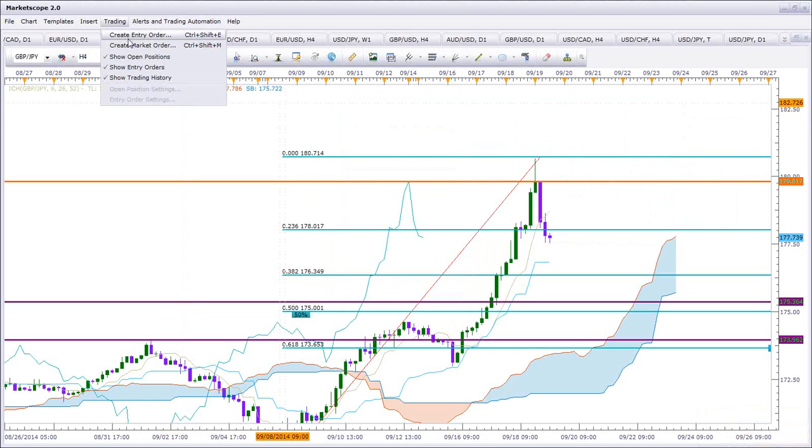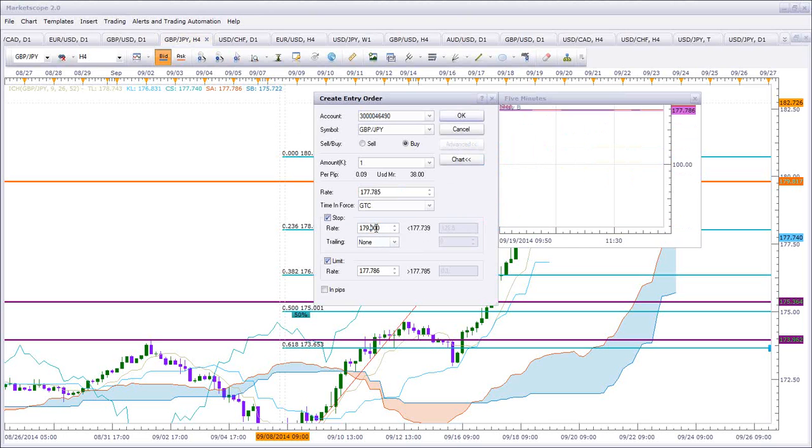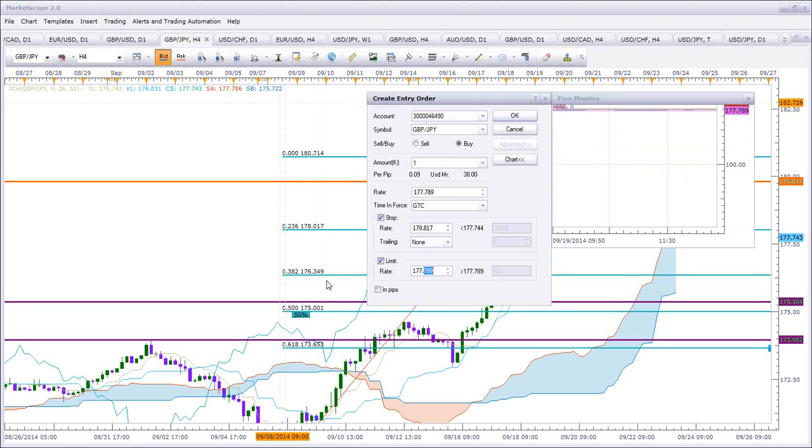Let's close it and open it one more time. Stop and limit. So my stop loss is going to be 179.817, and my limit where I take profit is the 38% Fibonacci, which is 176.349. That is where I'm going to take profit. Okay. And I'm not buying, I'm selling.